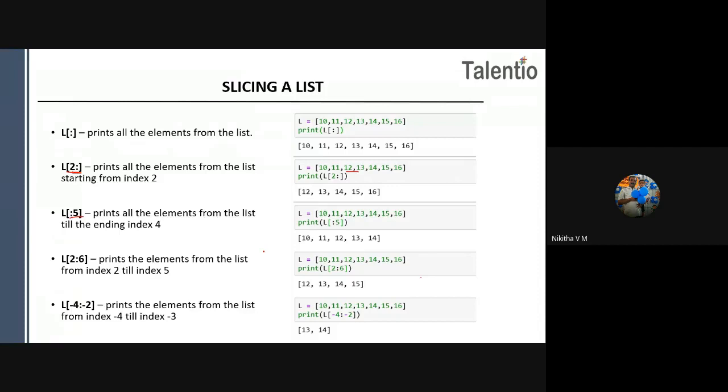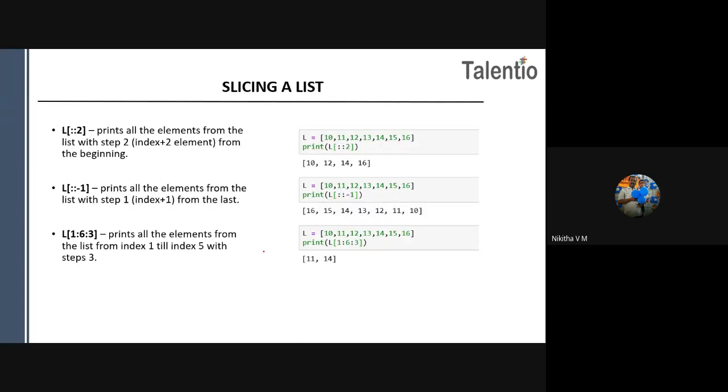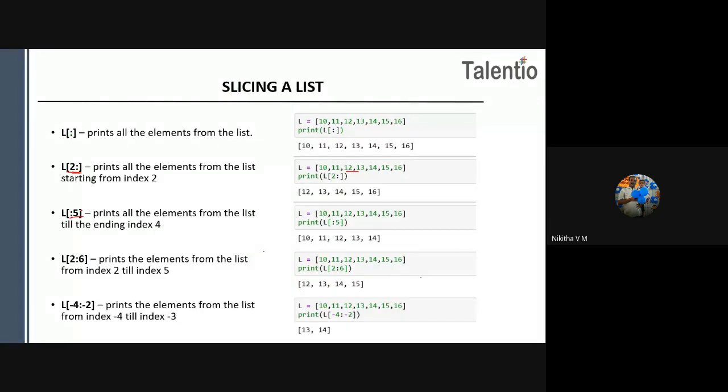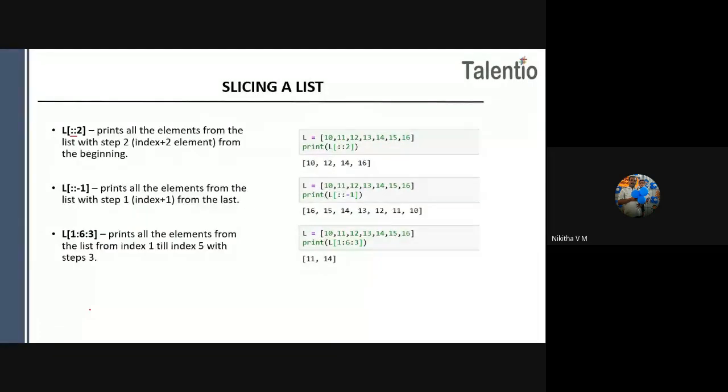Okay. There is one more set of slicing. We shall execute all these also once, but let us check with this also. So what will happen when you are using double colon? In the previous one, if you saw, we were only using single colon. Am I right? But here if you check, we are using double colon. Now what is this double colon? If I'm using double colon, it prints all the elements from the list with step 2 from the beginning.